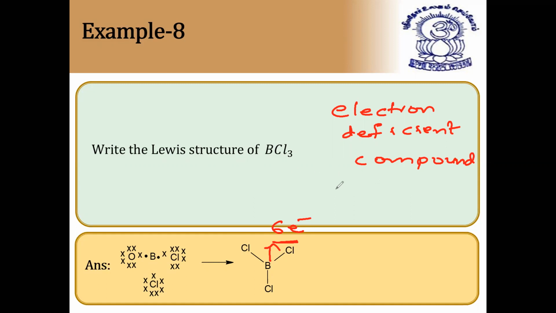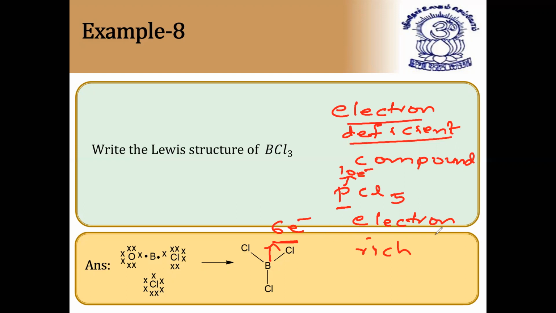If you take the case of PCl5, after sharing, this phosphorus is getting 10 electrons, because phosphorus has 5 electrons, and it shares one electron with each of the 5 chlorines, as you have seen in the structure in the previous question. So these compounds are called electron rich compounds. Electron rich and electron deficient. I hope it is clear.